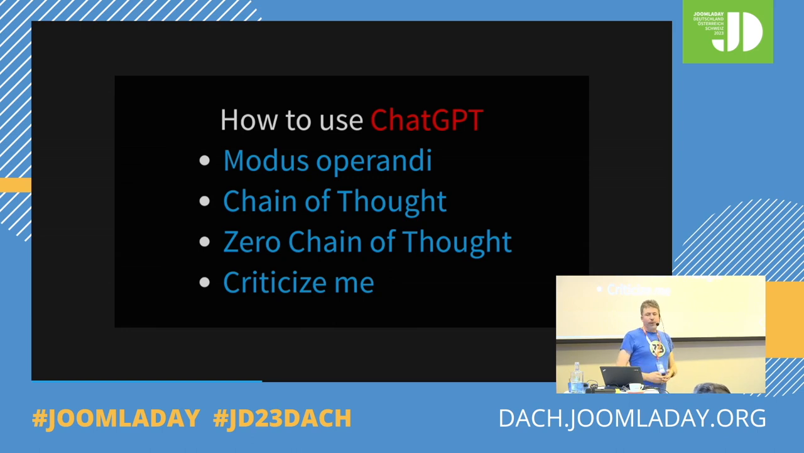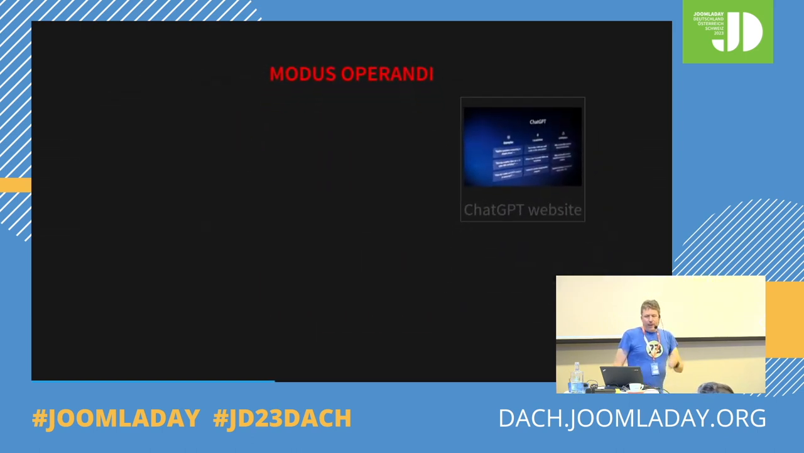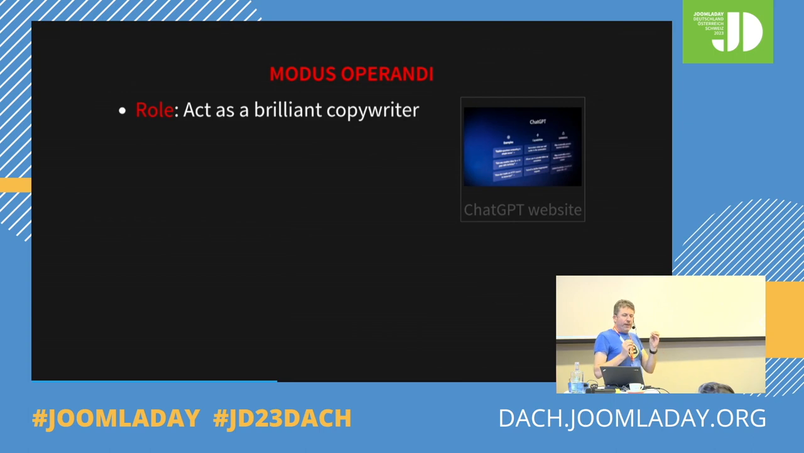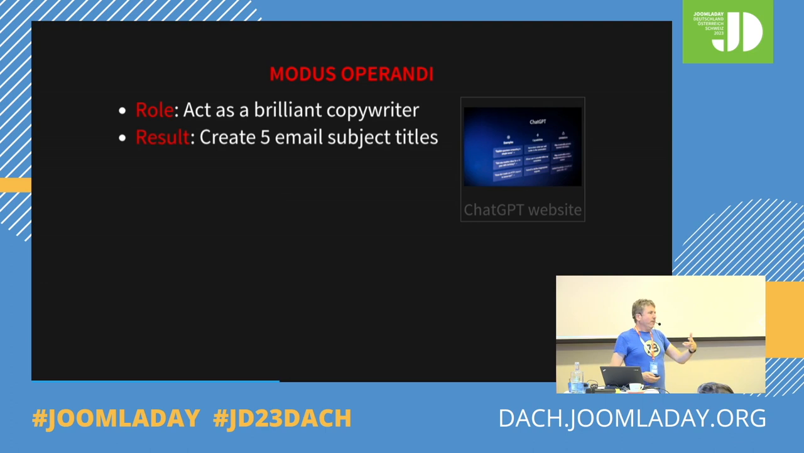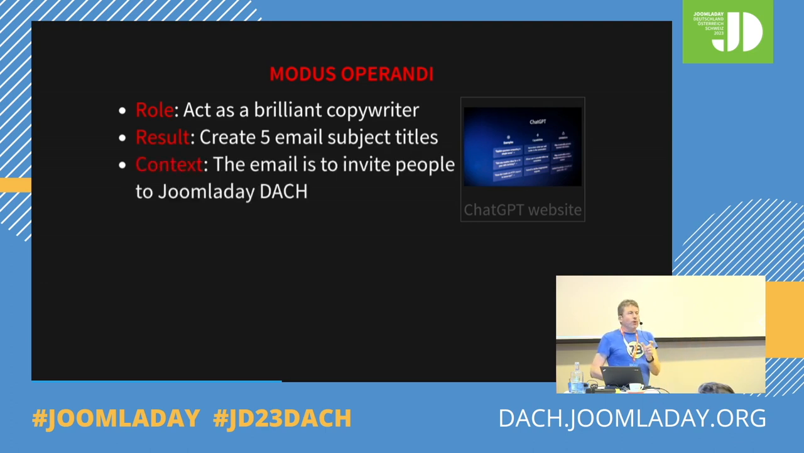First of all, the modus operandi, which is like this. You have to do certain things, like you give ChatGPT a role. You're a Joomla specialist, or you are a Linux expert. You give them a result. Create 5 email subject lines for me. You have to give them context.